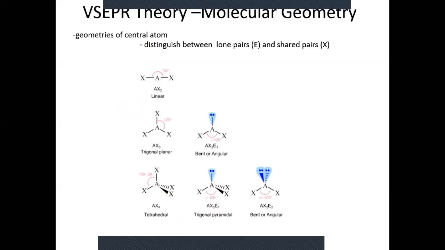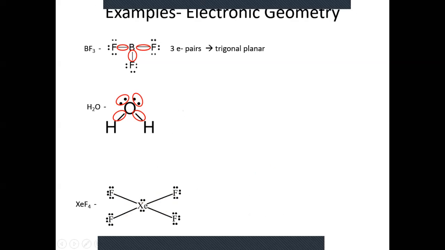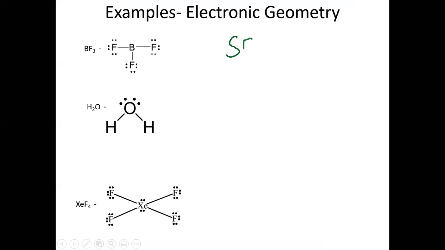Now let me give you an example I forgot to put up before we get to molecular geometry. Let me give you some examples of trigonal bipyramidal. Here, for example, we have the molecule SF4, sulfur tetrafluoride. Again, you draw the sulfur, you connect it to the fluorines, and now we have the lone pairs.